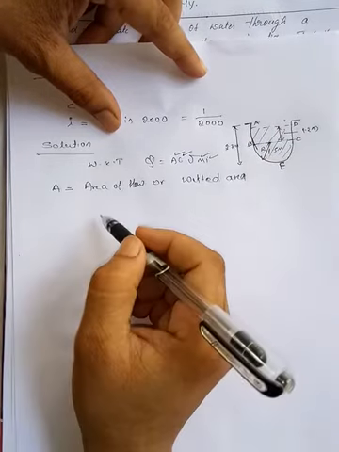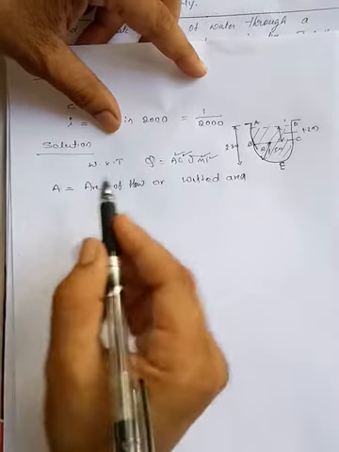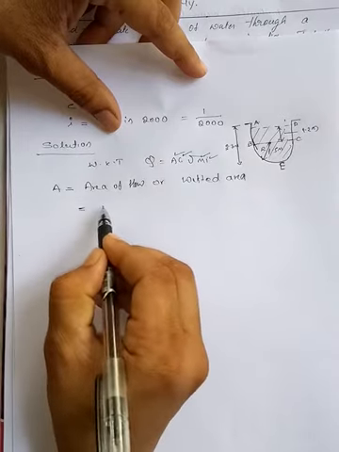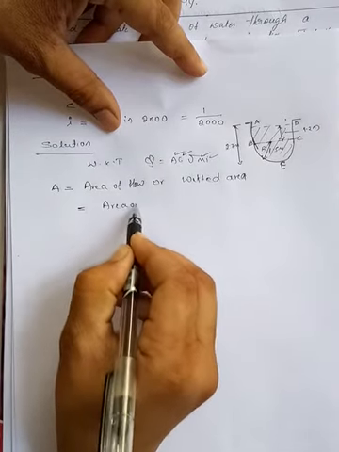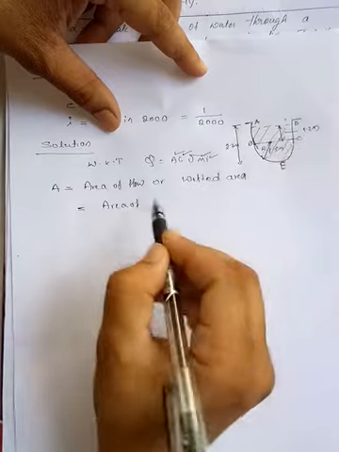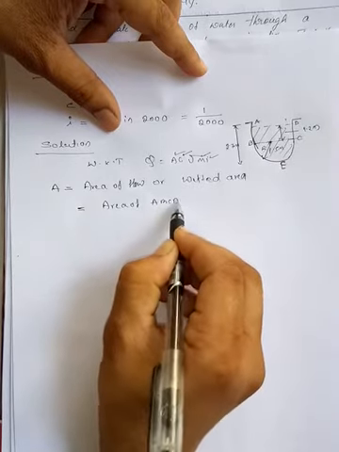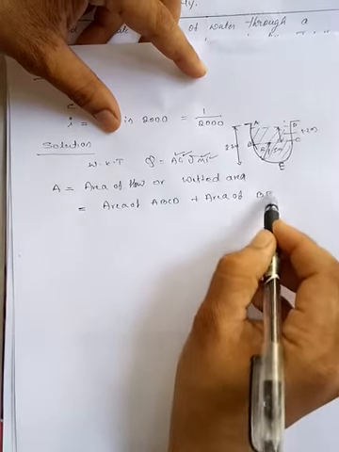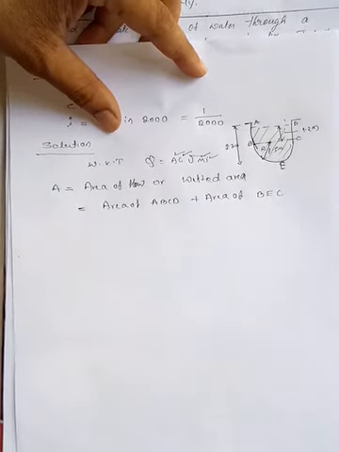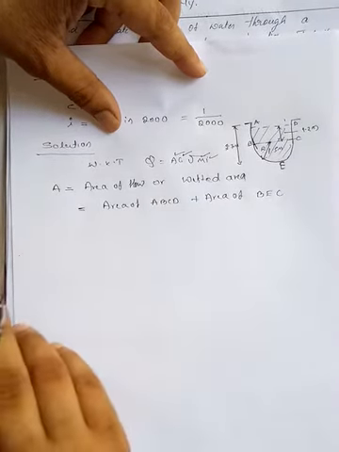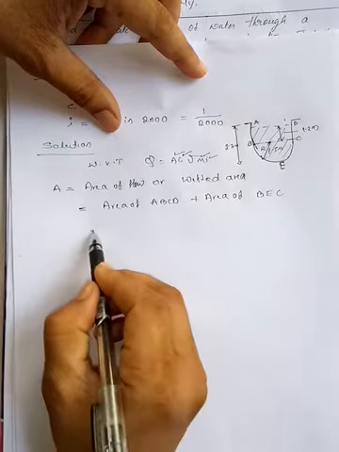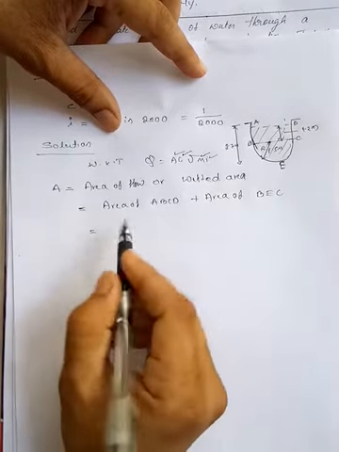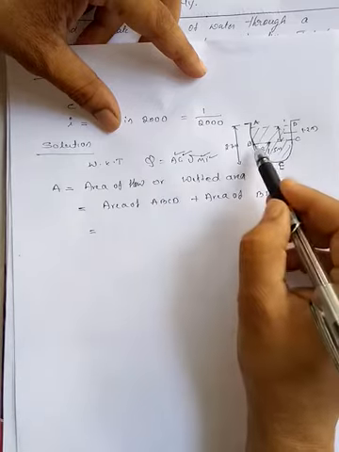You have to find out, this is the combination of the semicircle and rectangle. So here the area of flow is the area of rectangle ABCD plus the area of BEC, the area of the rectangle plus the area of the semicircle. What is the area of ABCD? Area of the rectangle is width into depth.